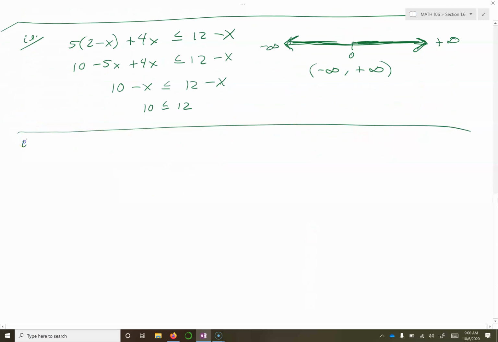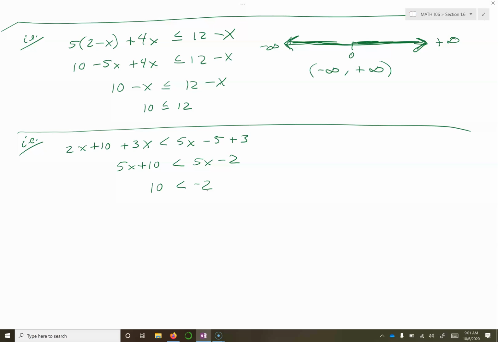Now the other version: we talked about identities and then inconsistency. Here's another inconsistent one. All right, so let's move some stuff around. So we get 5x plus 10 on this side, and then 5x minus 2. You'll see the 5x's are going to cancel, and we get 10 less than negative 2. Okay, so we know that's false, right? 10 less than negative 2 is never going to be true. And again, doesn't matter what x value you plug in here, you're always going to have a false inequality.